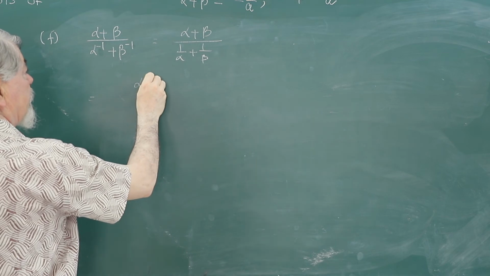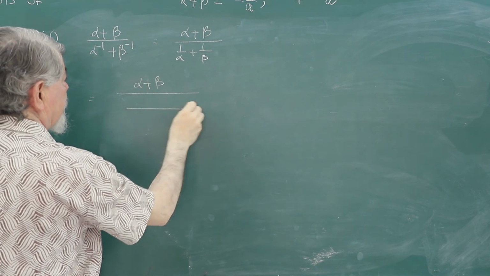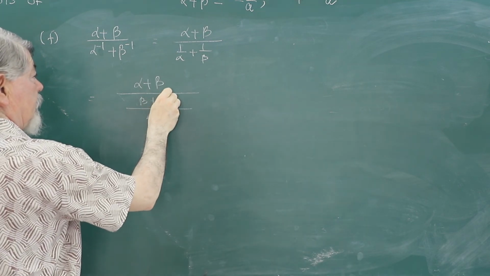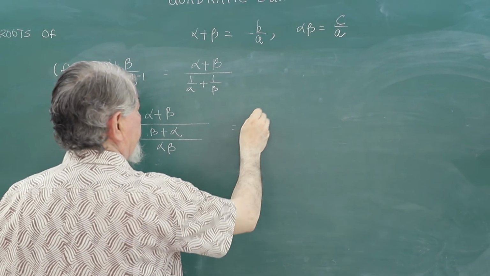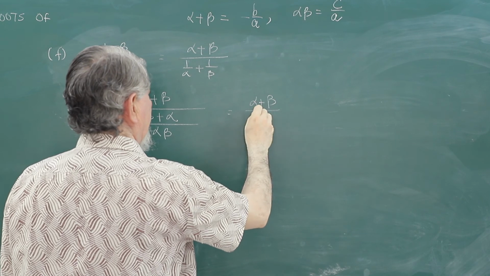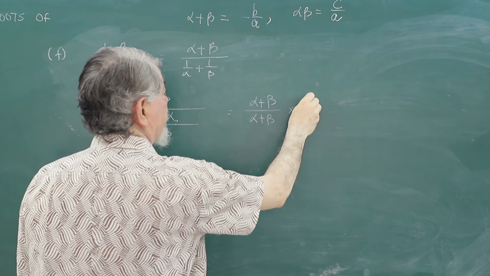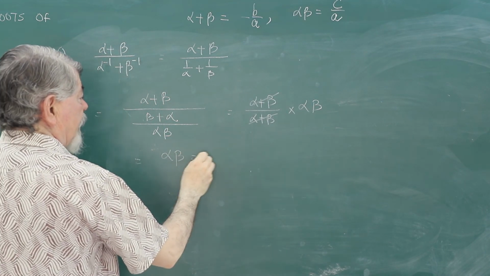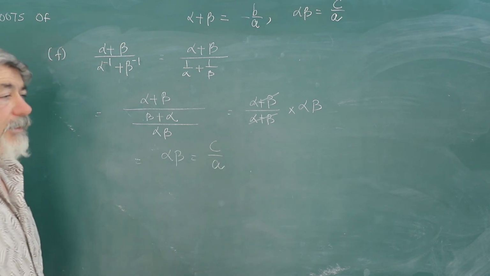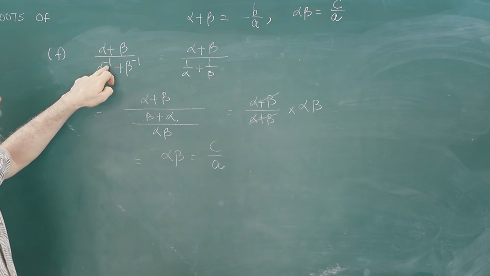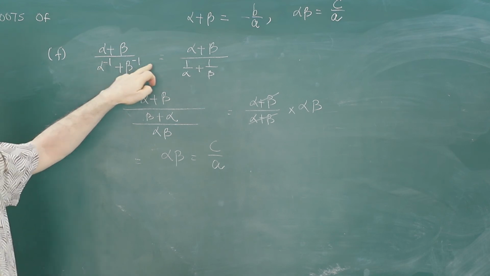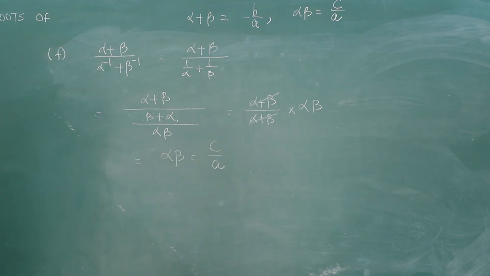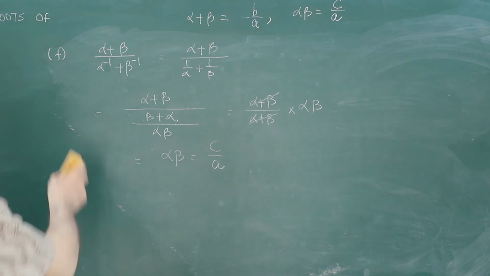Now we will take the LCM in the denominator. The LCM in the denominator is alpha beta. So it will become beta plus alpha. It will become alpha plus beta upon alpha plus beta, and this alpha beta will come up. So this will cancel. We will get alpha beta, and the value of alpha beta is c upon a. So the value of alpha plus beta upon alpha to the power minus 1 plus beta to the power minus 1 is c upon a. It is very simple. Now let us see the next part.